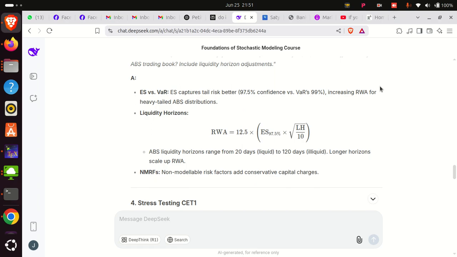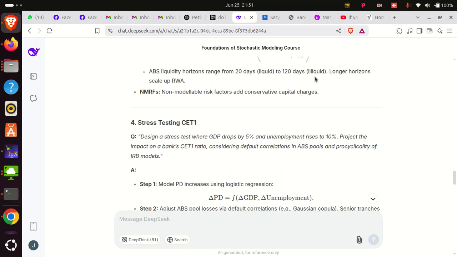So for risk-weighted assets, the capital is 12.5 times expected shortfall at 97.5% multiplied by the square root of LH divided by 10. The ABS liquidity horizon ranges from 20 days liquid to 120 days illiquid. Longer horizons scale up the risk-weighted assets. The non-modellable risk factors add conservative capital charges.